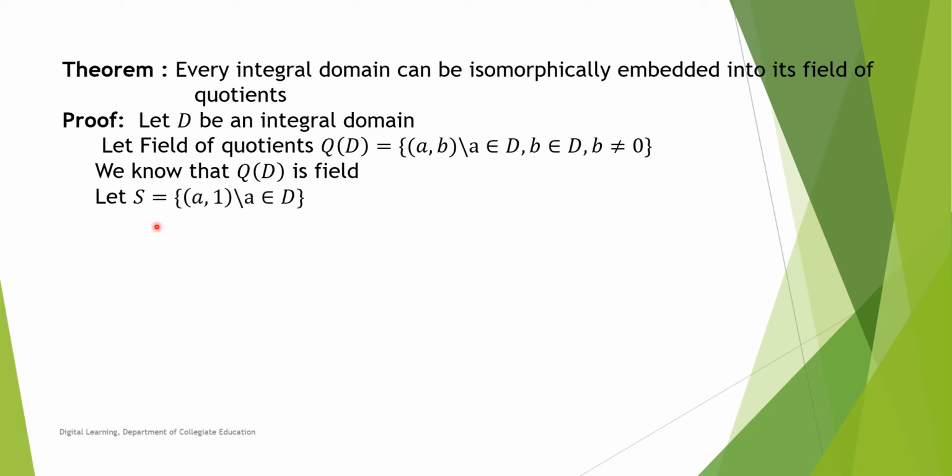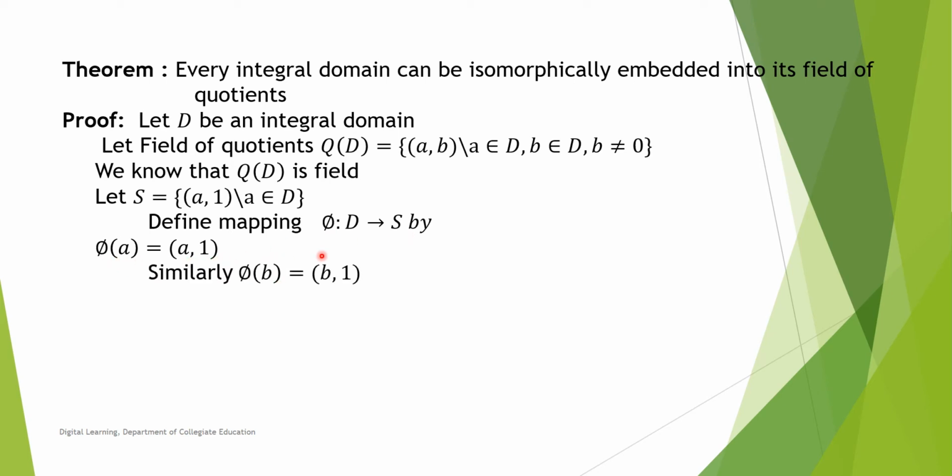Let us take the set S. It is of the form (a, 1), where a belongs to D. Define a mapping phi from D to S by phi of a equals (a, 1). Similarly, phi of b equals (b, 1).